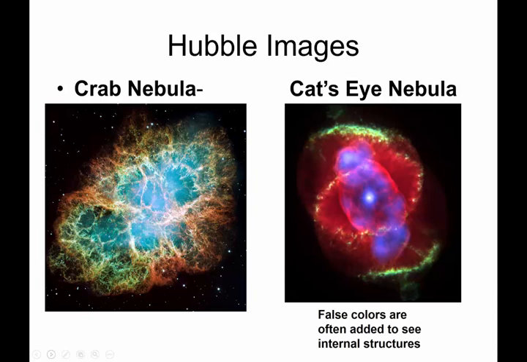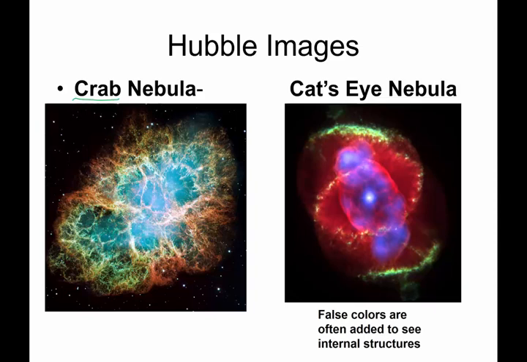Here are two other famous ones, the Crab Nebula, mostly because this is in the constellation Cancer, the Crab. And the Cat's Eye Nebula, where you can sort of see the outer ring and the inner ring, and it looks like a cat's eye on its side.